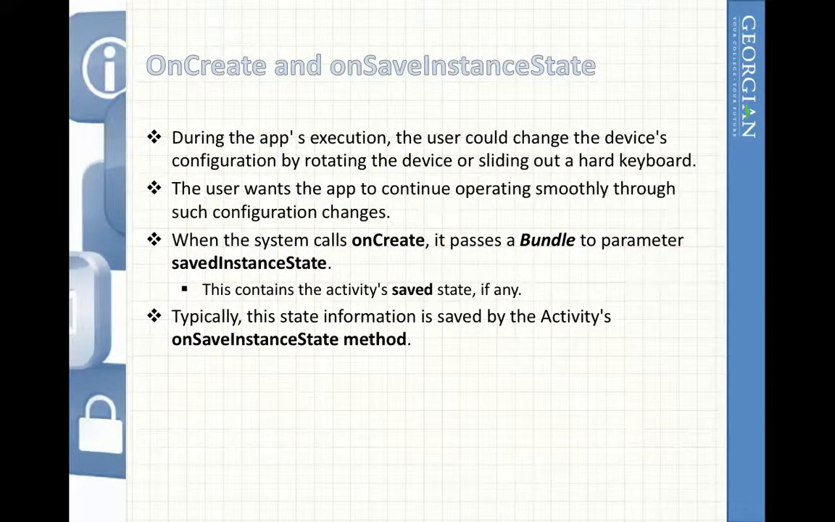Okay, so let's talk about saved instance state again. During execution, if you rotate the device or whatever, it will actually initialize the on saved instance state, and once it does that, it'll kick off the onCreate method again, right? So if you change orientations, you don't want to lose your variables. That's why you only initialize those variables the way they are if saved instance state is null.